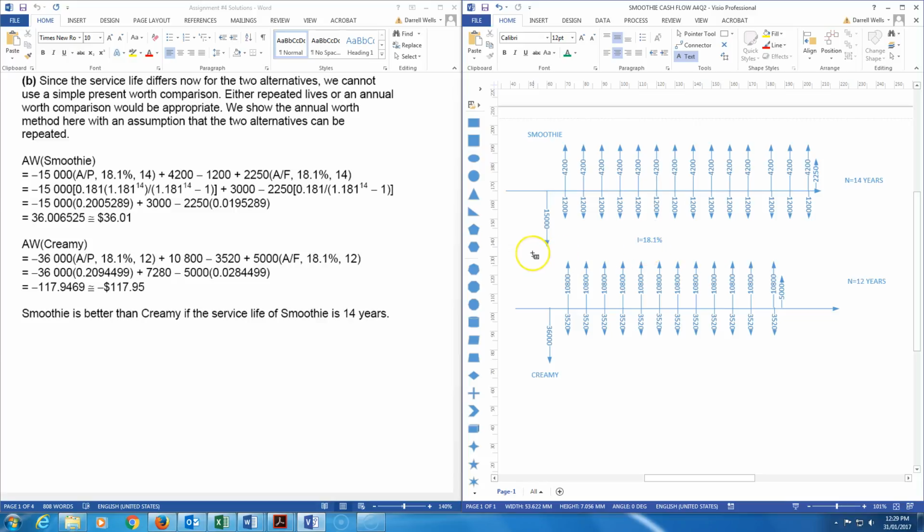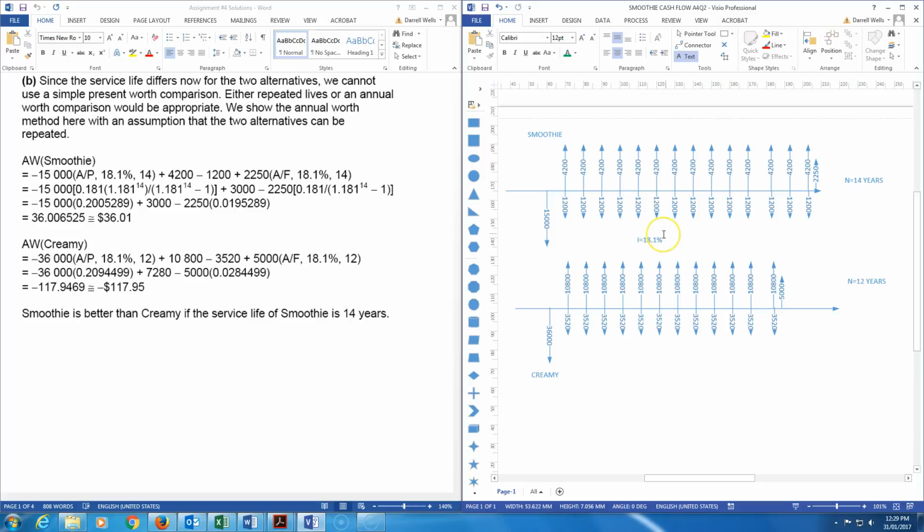Like all other examples, I've drawn the cash flow diagrams here on the screen. For the smoothie, we have annual revenues of $4,200 and annual operating costs of $1,200. It's 14 years, and our i is 18.1%.